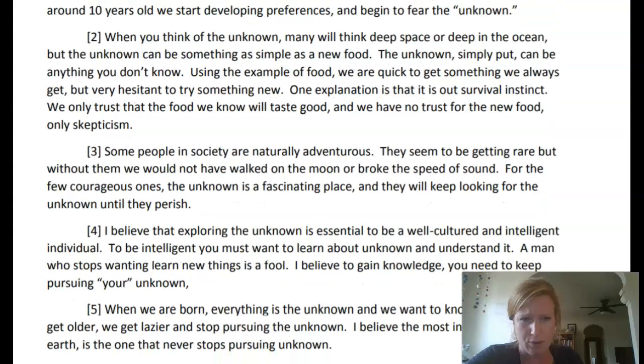So if you look at paragraph 4, it says, "I believe that exploring the unknown is essential to be a well-cultured and intelligent individual." So he does stand by that we should be exploring the unknown. It is not a well-developed argument and lacks specific evidence and commentary to support that, and a line of reasoning. So the student earned a 1 in thesis, a 1 in evidence and commentary, and did not earn the sophistication point.